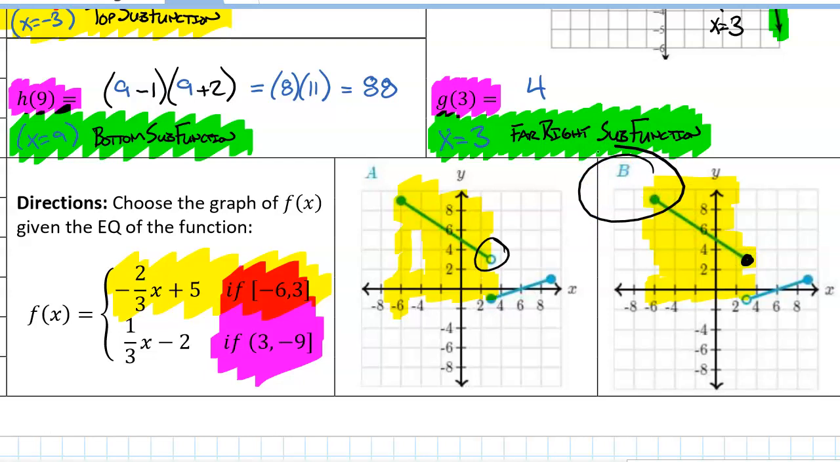This is how these ones on the SAT show up. It's usually just about whether the endpoints are included or not, or whether they even go to where the endpoints or the domain says they are listed.